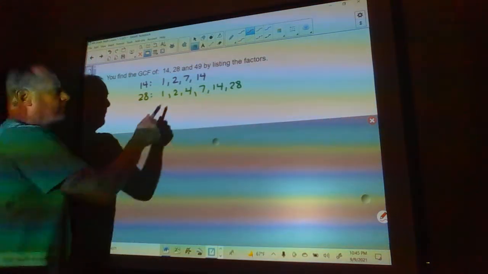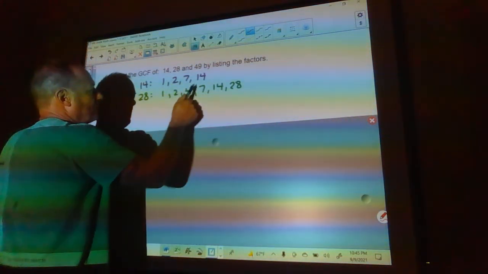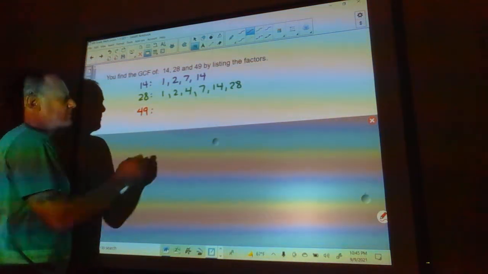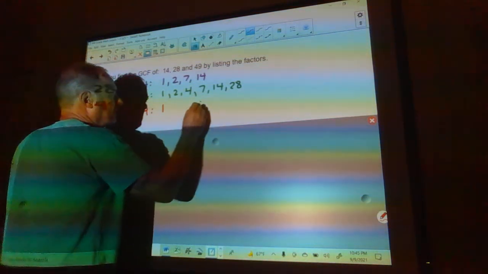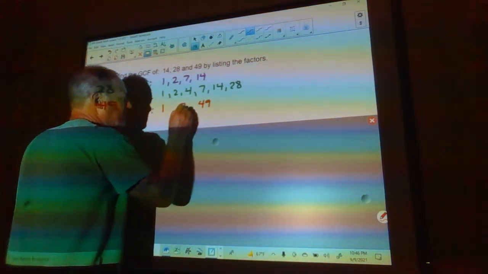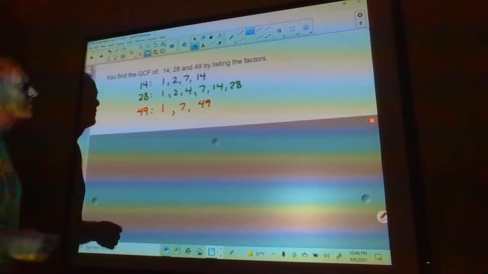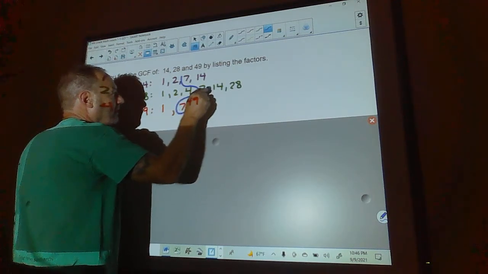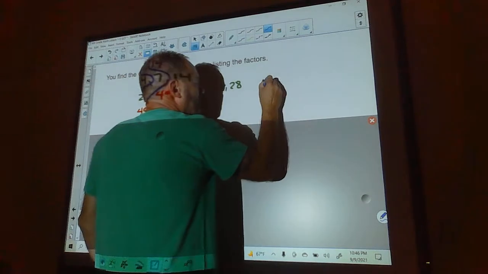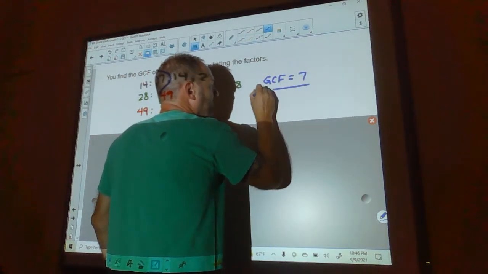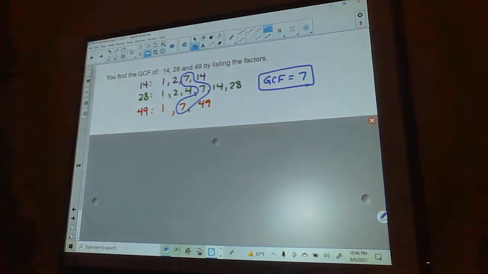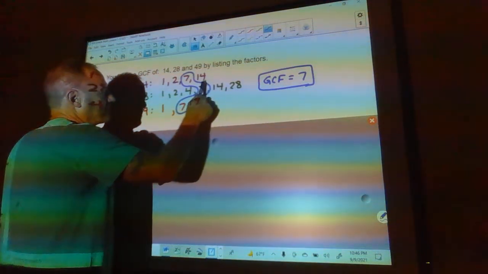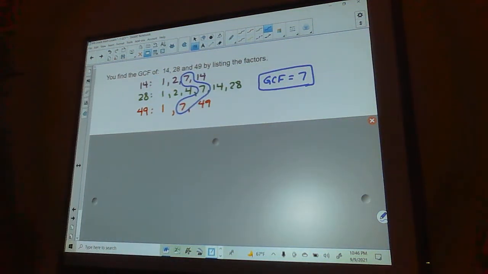So I've got 2 and 7 and 14, but I got a third number, 49. It's got to be the same on all of them. So let's see, 1 times 49 is 49, and 7 times 7 is 49. So that's my only factors. So what is in common of all three of these? 7. So the GCF is 7. Now 14 looked like it was promising on the first two, but it's not in the third one, so it doesn't count.